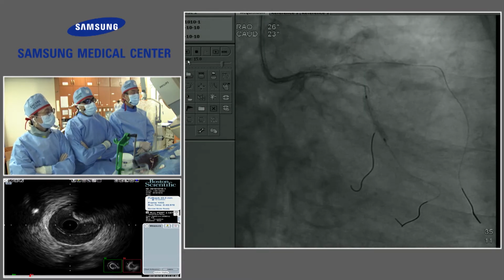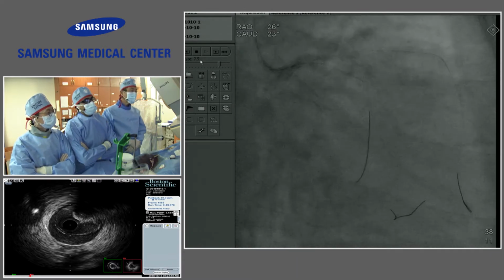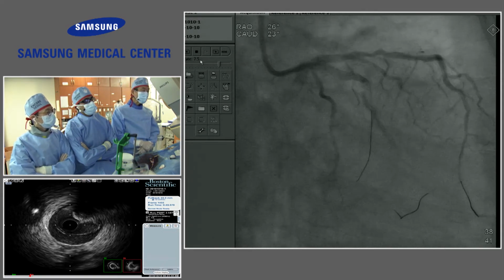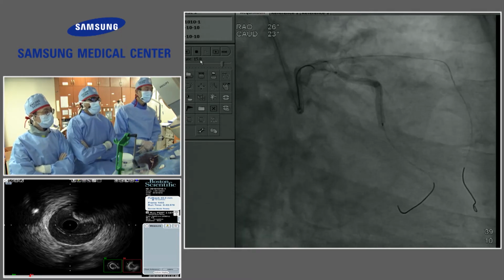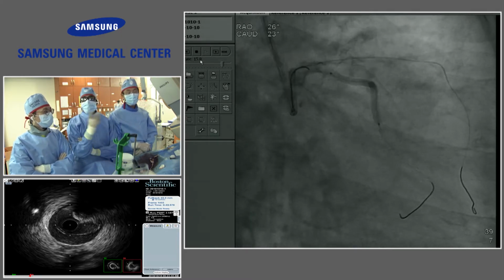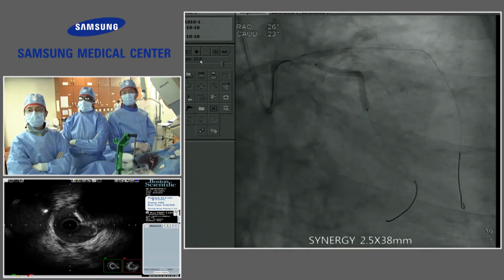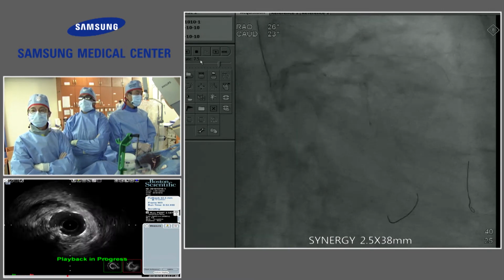Next. So with the balloon, 2.5. Next. This is fluoro. Okay, so now this is secure. Next. And this is the stent, after the IVUS. A 2.5 by 38 millimeter Synergy stent, to start distally.